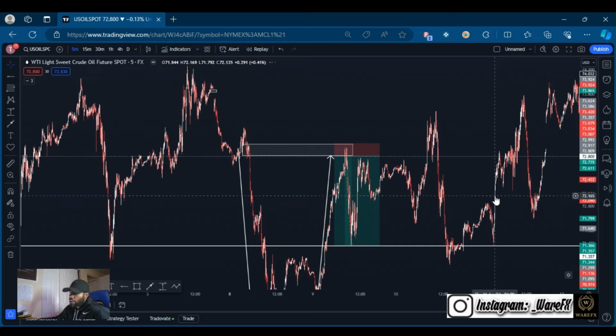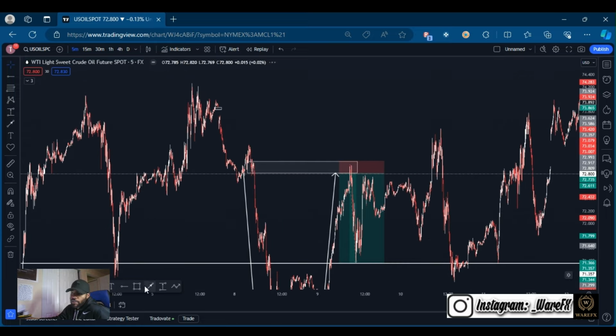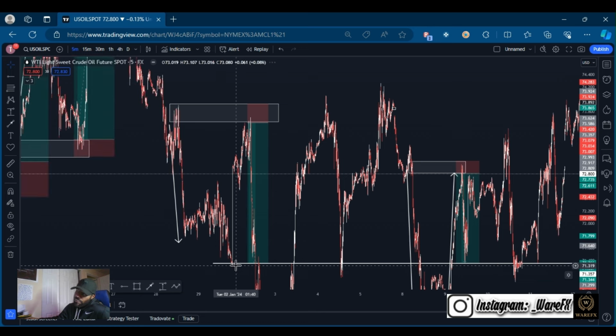All right, cool. So if this candle came out of here, invalid. And that's actually the last setup. So supply and demand is a trend trading strategy.